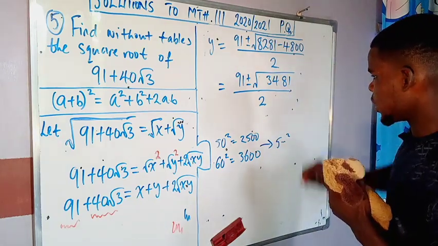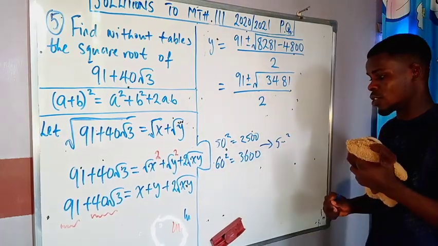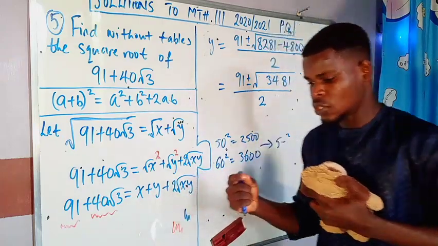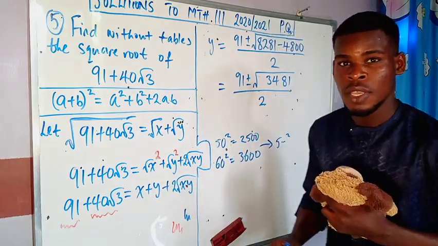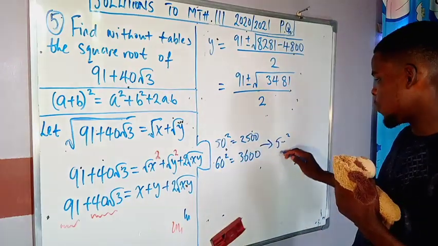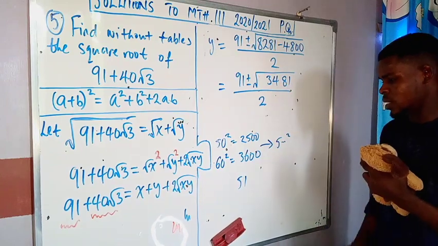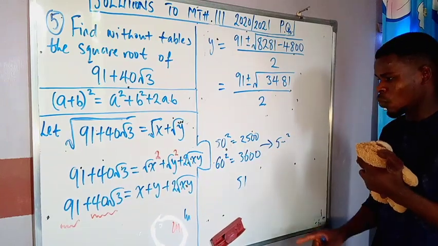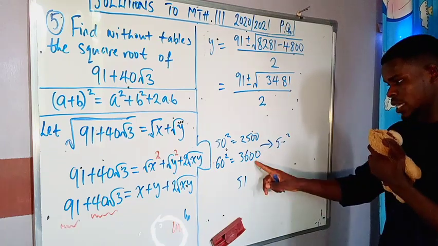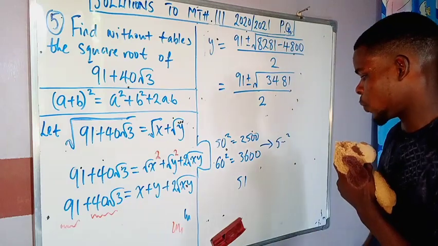Now, when we are done with that, we look at this last digit here, which is just 1. Which number do we square to get 1 as its last digit? Well, if you square 1, you get 1 as the last digit. That means we can possibly have 51. But you notice that this number is very close to 3,600, which means 51 will be far from it, because 51 squared is closer to 2,500. So, in fact, 51 is not good enough.